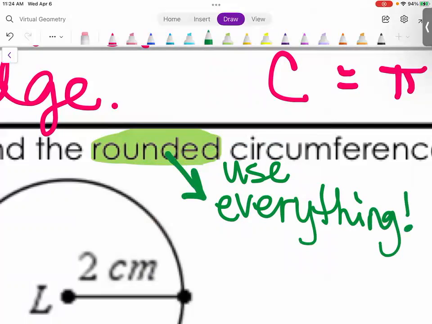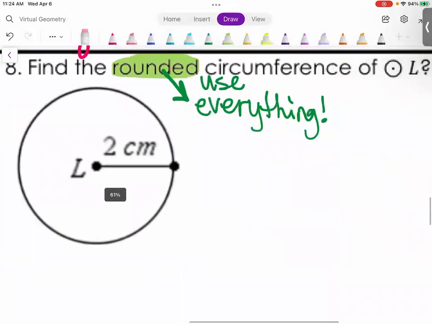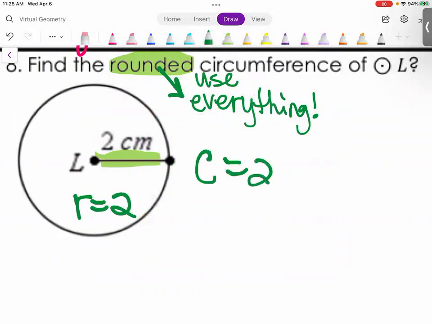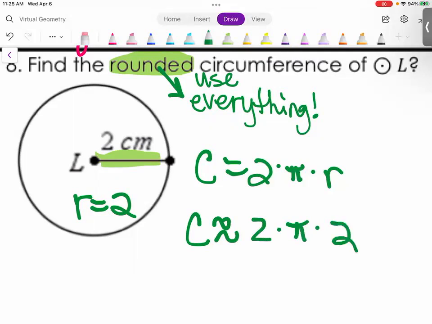So in this case, we will multiply by the pi. We'll get that long rounded decimal answer. So let's see what we have. We have again a radius, which is 2. So my circumference should be 2 times pi times r. So circumference should be about 2 times pi times our radius of 2.